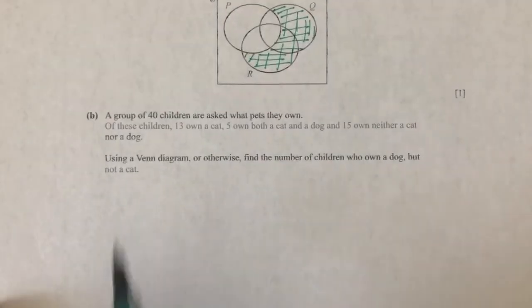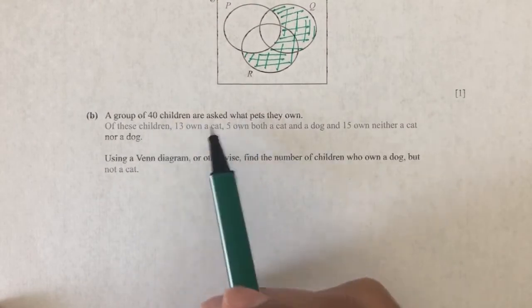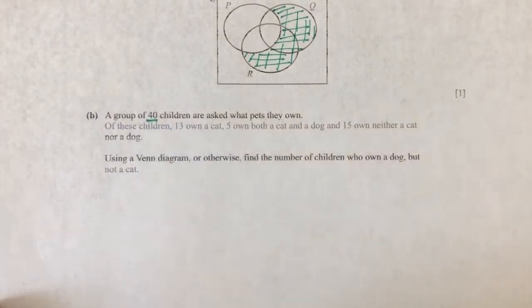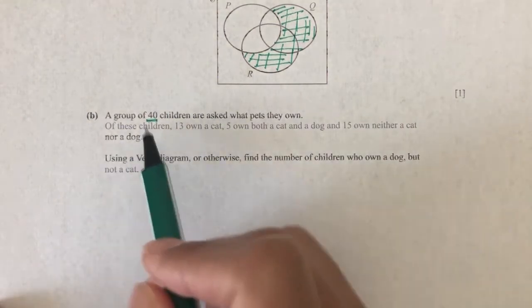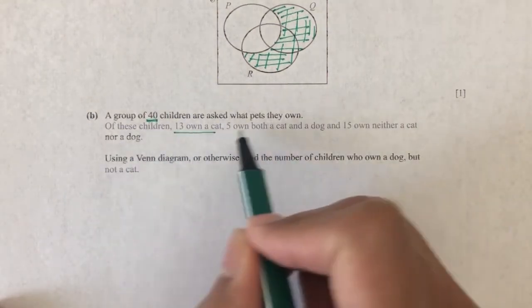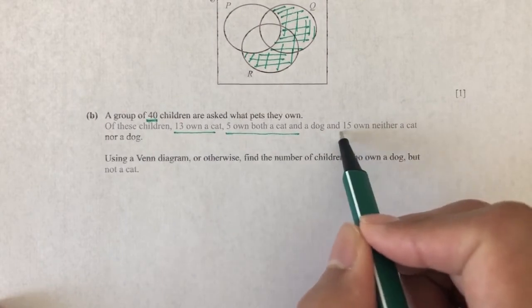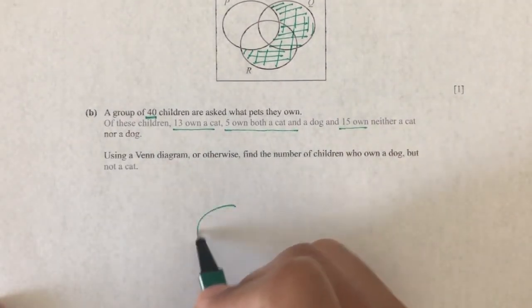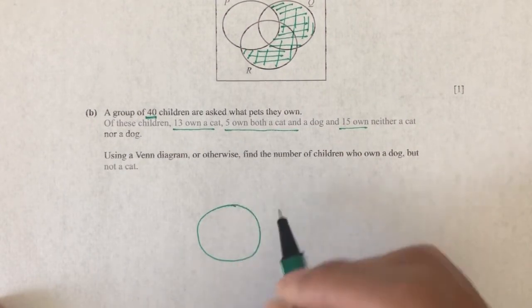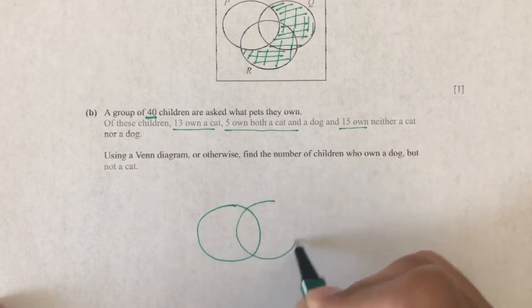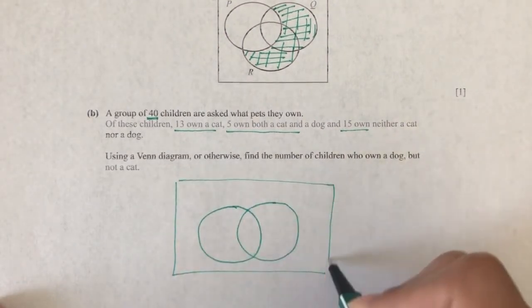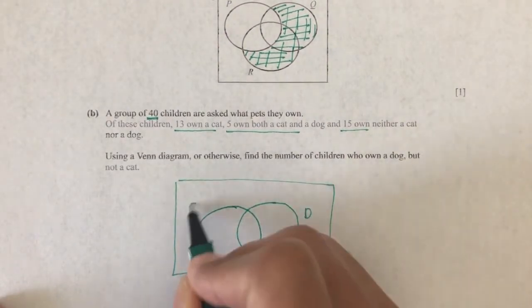So now part B, a group of 40 children are asked what pets they own. So we have 40 people in total. Of these children, 13 own cats, 5 own both, and 15 own neither. So let's draw a Venn diagram. So we have, this is a set for cat, and this is a set for dog, and this is the universal set. This is dog, this is cat.